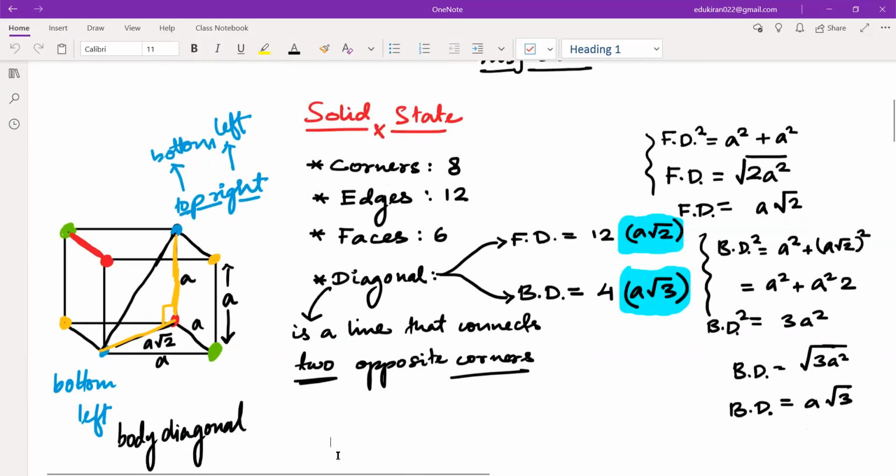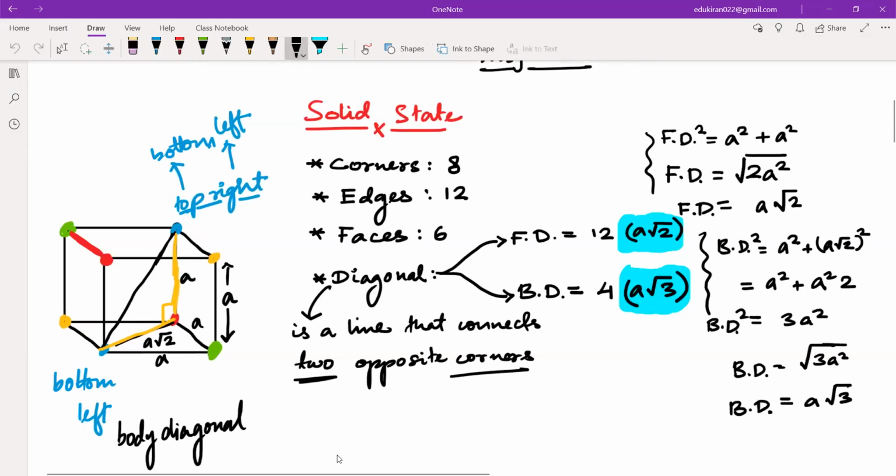Okay, so in solid state, first of all, I started with a cube because cube is a particular entity that we will be facing many times in this chapter in solid state chemistry. So I wrote a few things about the cube, corners, edges, and faces. These things you already know, right? There are 8 corners, 12 edges, and 6 faces.